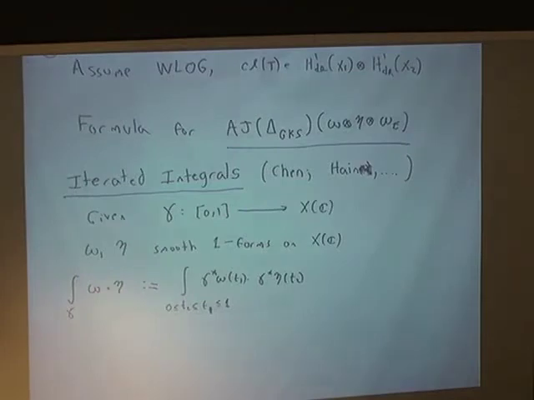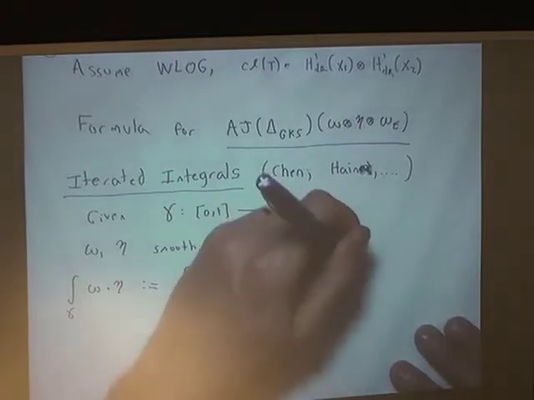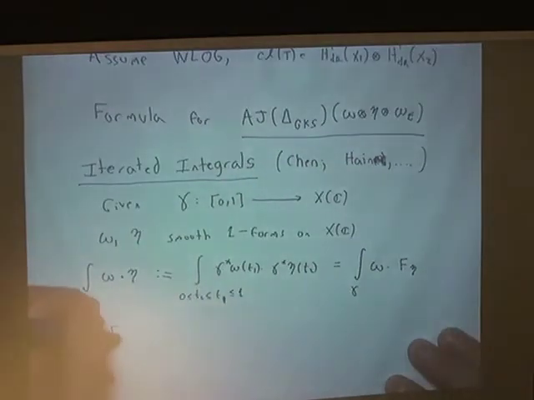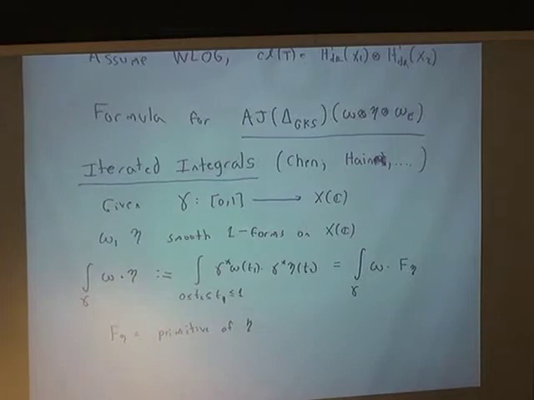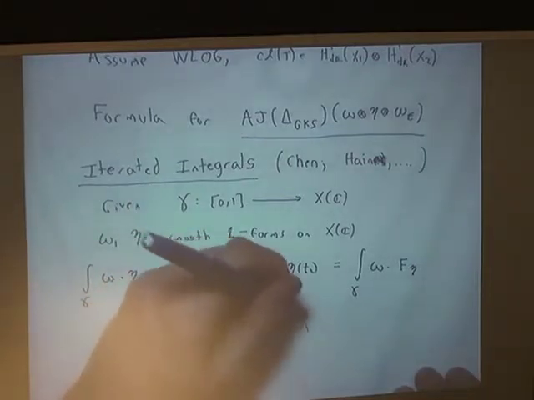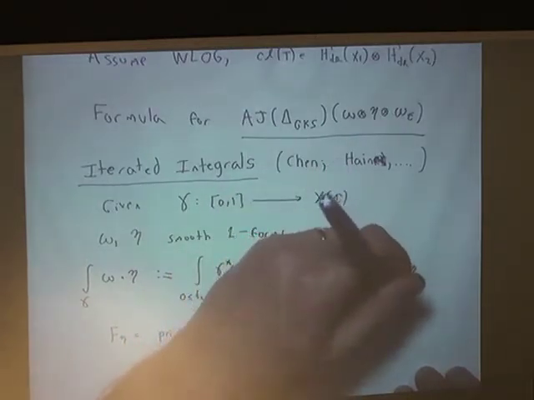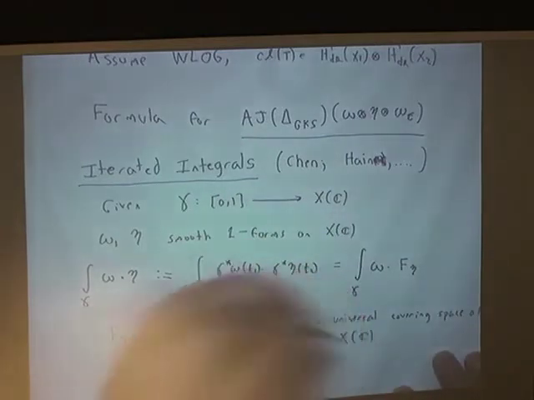Another way of writing this, we can also write this as a line integral over gamma of omega times f_eta, where f_eta is the primitive of eta. Now, of course, you can't define a primitive of eta on X because eta is not exact. I mean, it has an invariant in de Rham cohomology, but you can take a primitive on X tilde, the universal covering space. So if you take X tilde to be the universal covering space of X(C), then this f_eta is perfectly well defined.